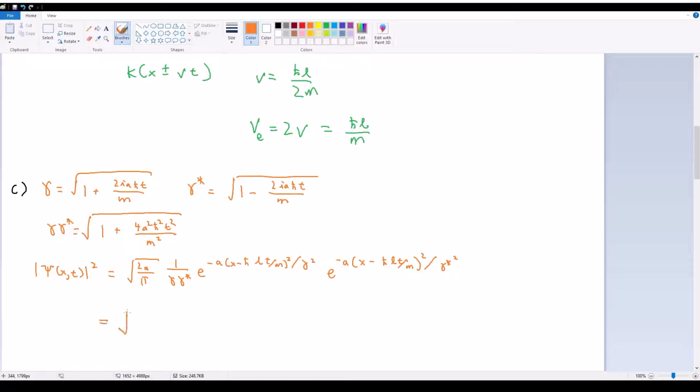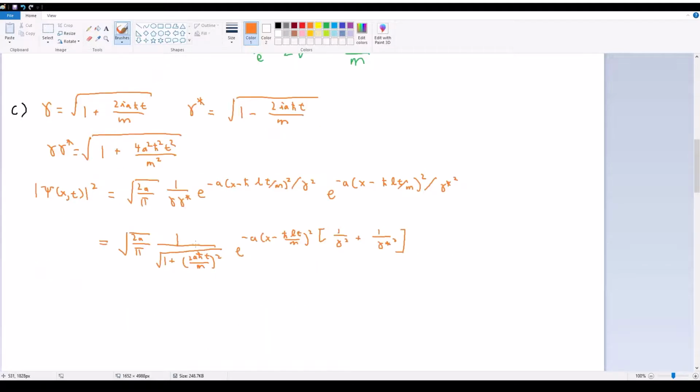This is going to be the square root of 2a over pi multiplied by 1 over the square root of 1 plus, let's write this as, 2a h bar t over m squared. And then we're multiplying by e to the, and this is going to be, let's see, negative a times x minus h bar lt over m, whole thing squared, multiplied by 1 over gamma squared plus 1 over gamma star squared, like that.